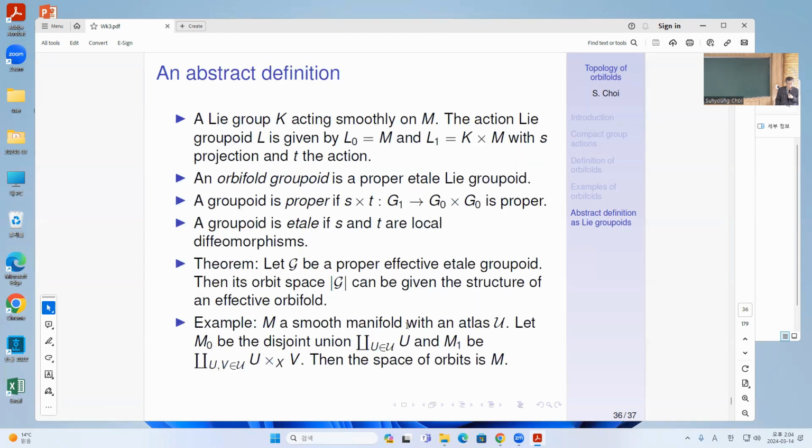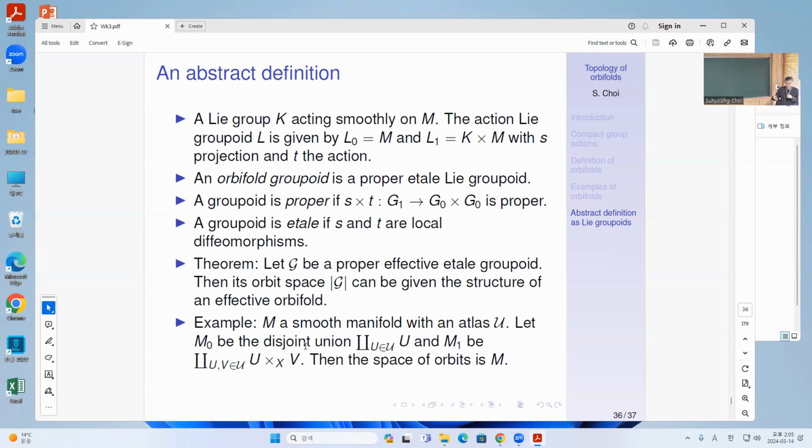So again, if you have an orbifold, you can do the same sort of construction. So you cover it by an orbifold atlas, and then you look at the disjoint union of the U tilde in this case, and then M1 is U tilde times V tilde, and the points which are identified by the group actions will be the subset which you want to look at, and then the space of orbits is the G bar. So from the orbifold you can also go back to a proper effective étale groupoid. So you can go back and forth.